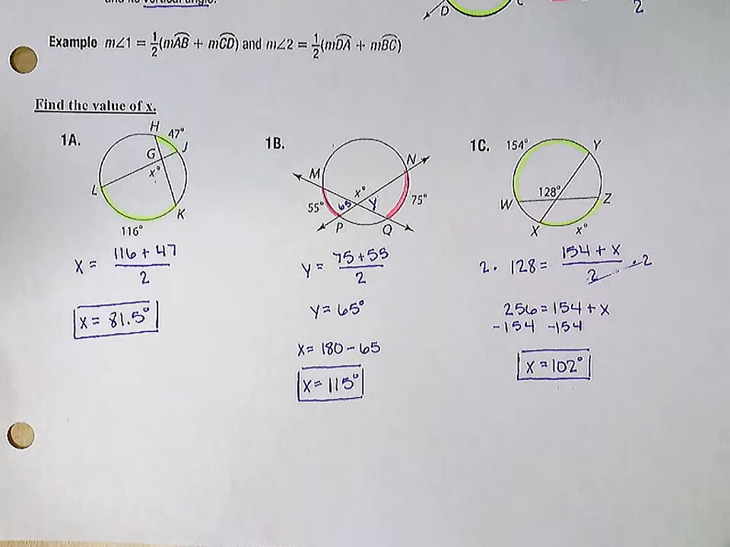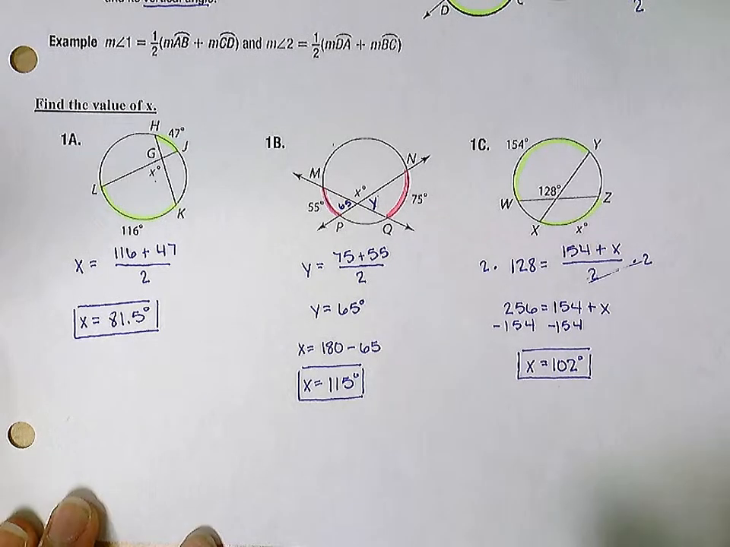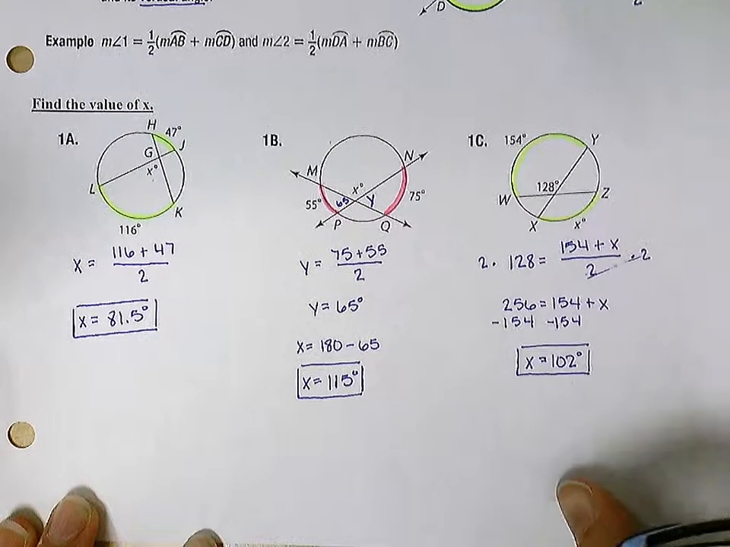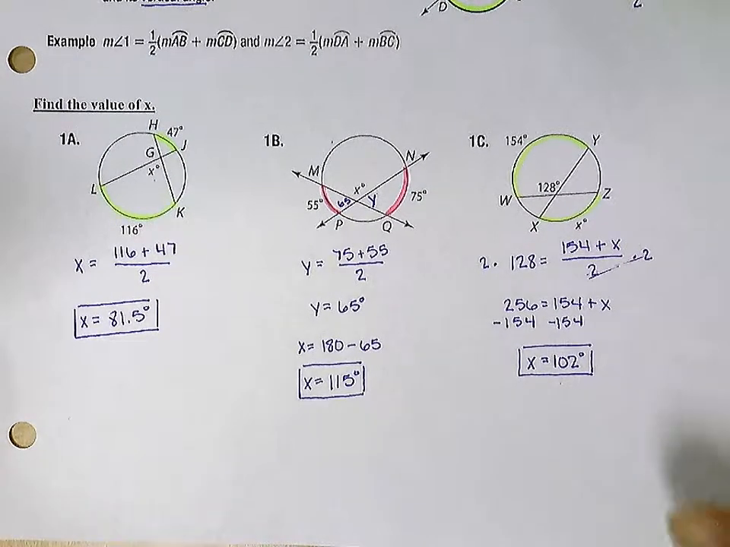Okay, so you're just using that formula. Plug in the angle where it's needed, plug in the arc where it's needed. And again, if you get a problem like 1B, find that other angle first, and then find the angle that you actually had to look for in the first place. Okay, questions on those 3 problems? All right, so that was intersections inside a circle.